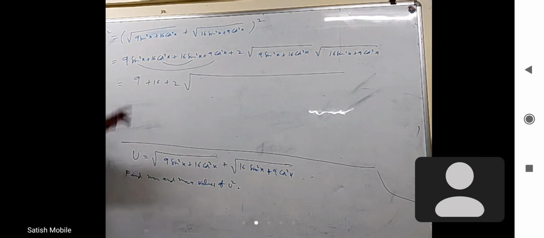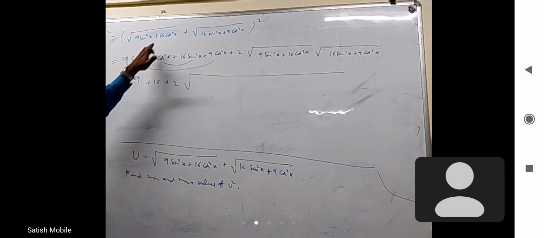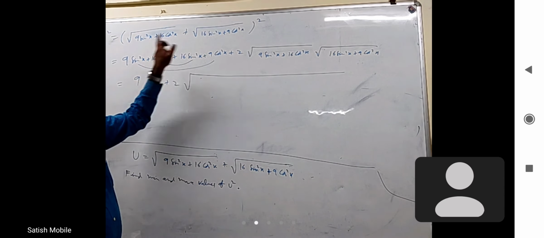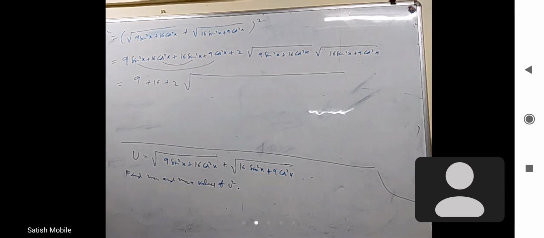Okay, I'm just finding the square of this. Square of this is this. Square of this is this. 2 into this into this. I wrote this. Okay. Not even understanding much. Please copy this. We may not have enough time at the end to copy.